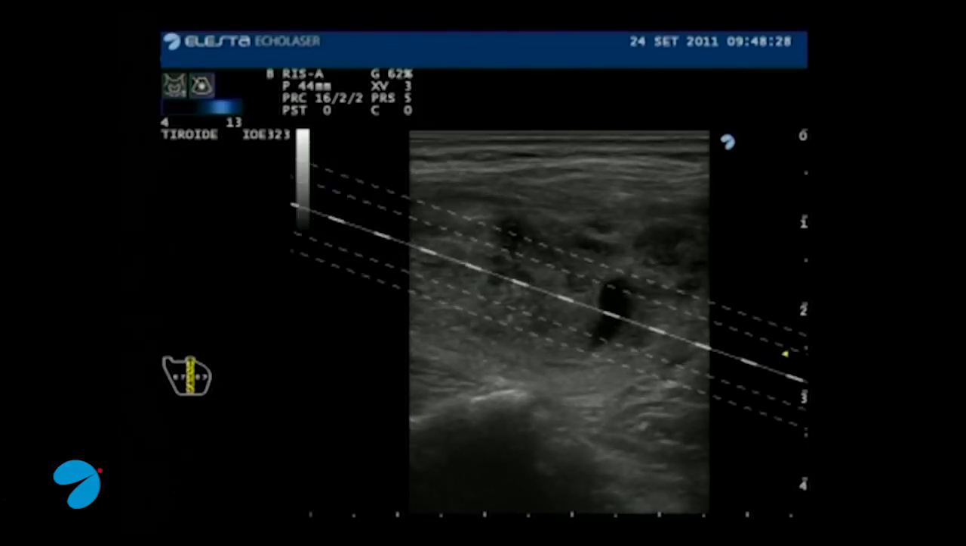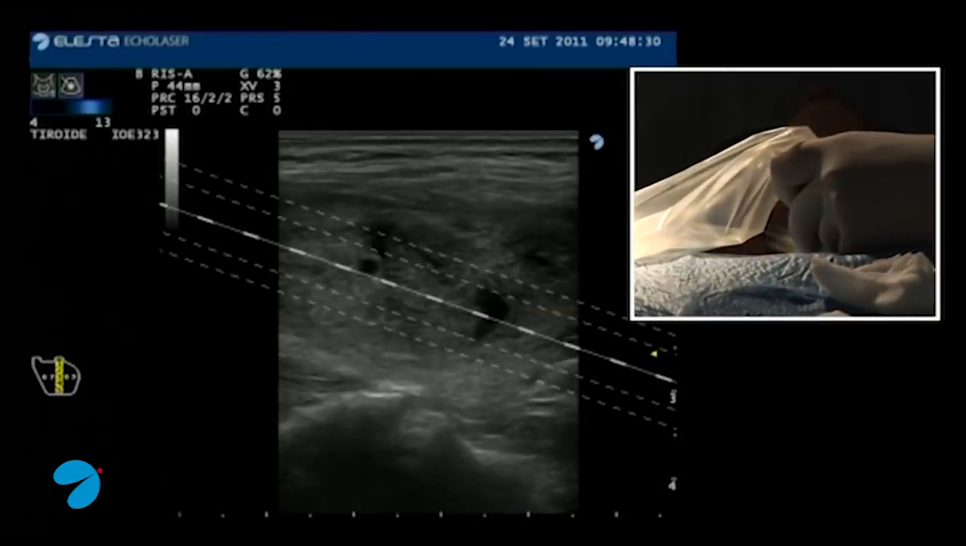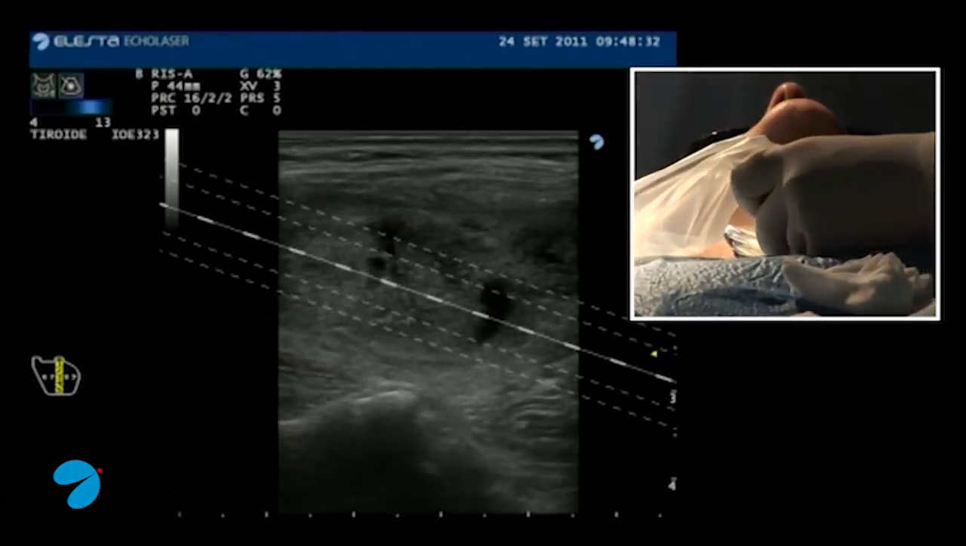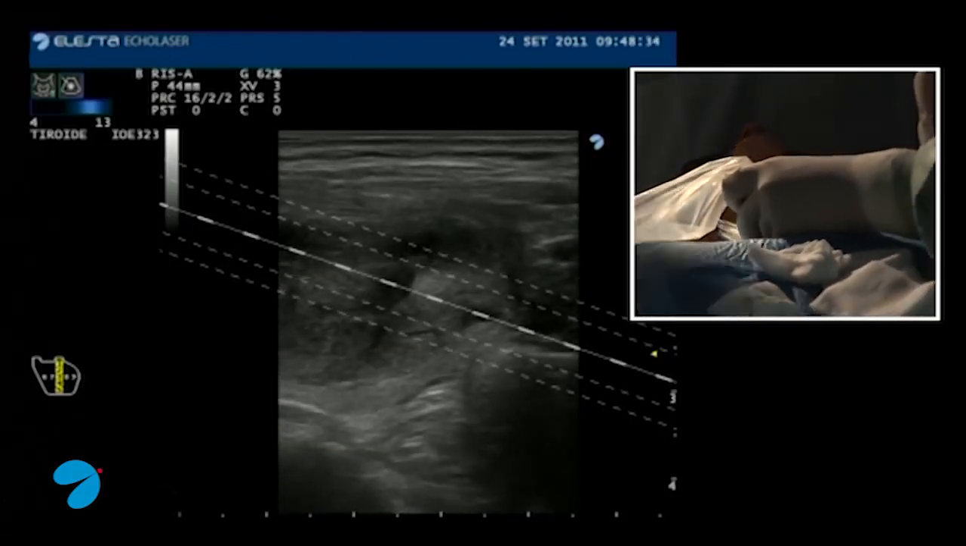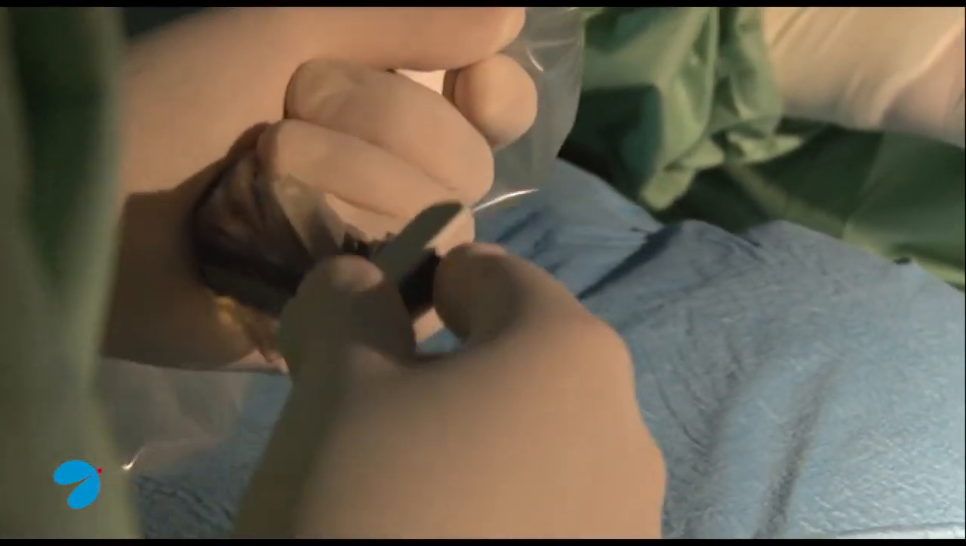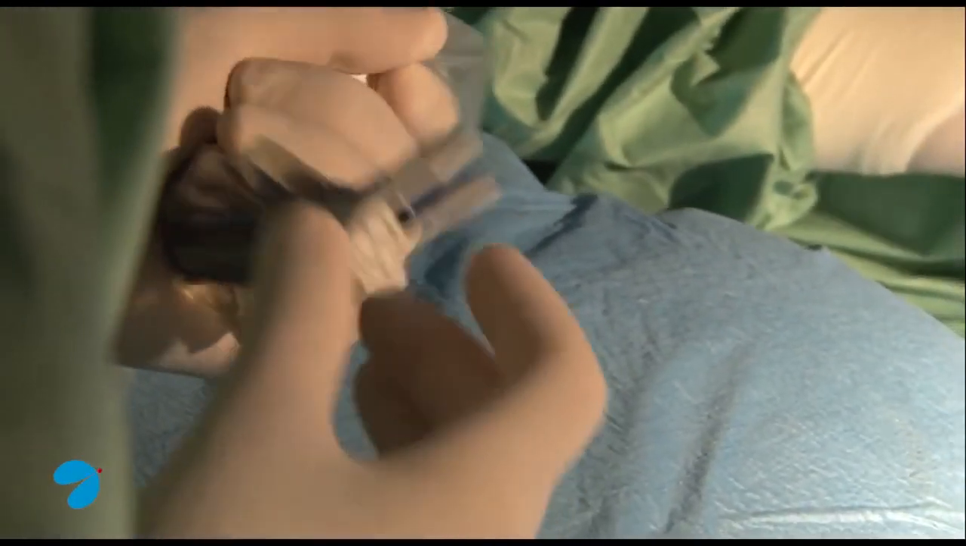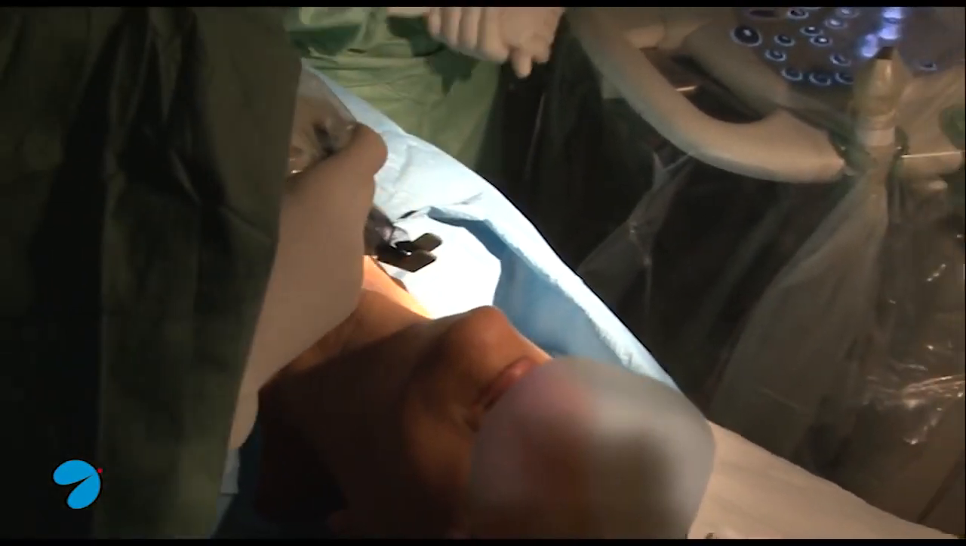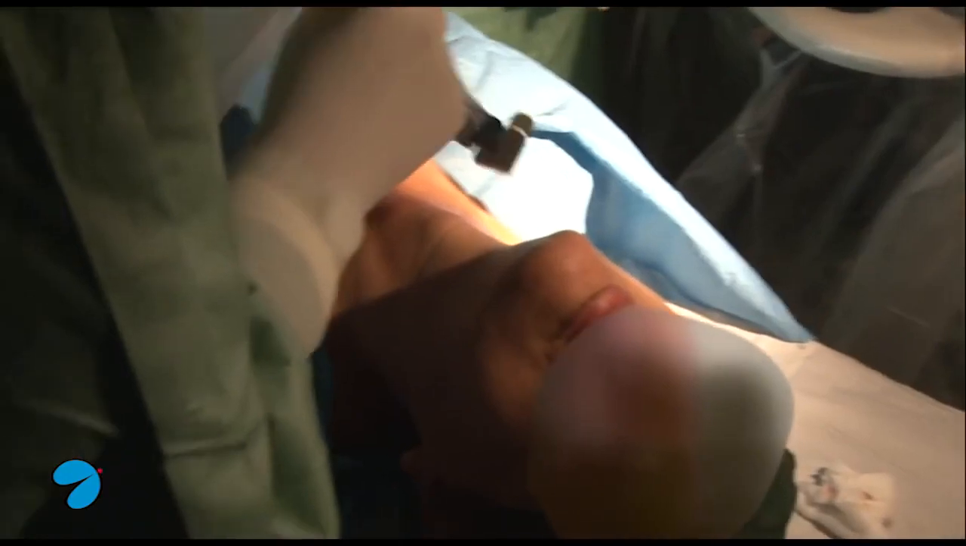We proceed to select the correct guide system in relation with nodule dimension, position, and neck morphology. We choose the most appropriate needle guide system that we mount on the probe. We place the probe with the guide system on the patient's neck.